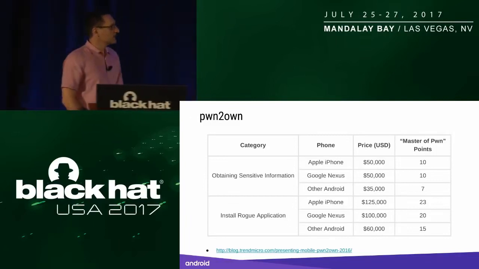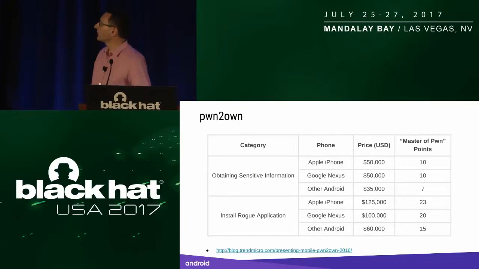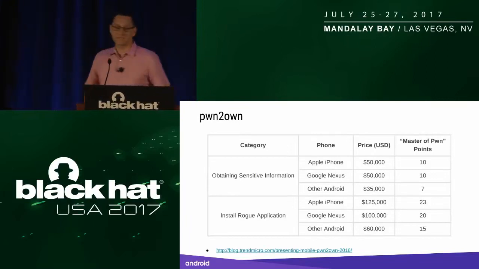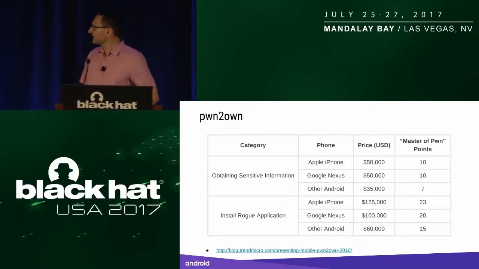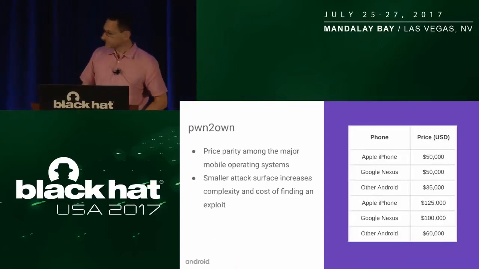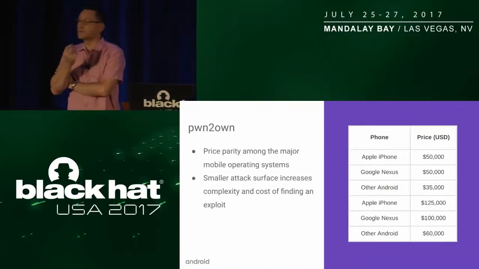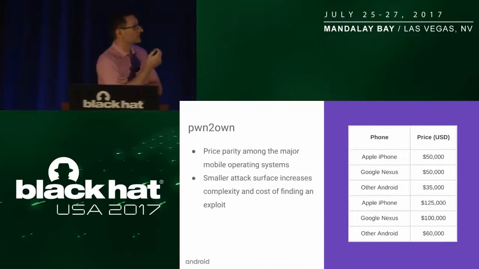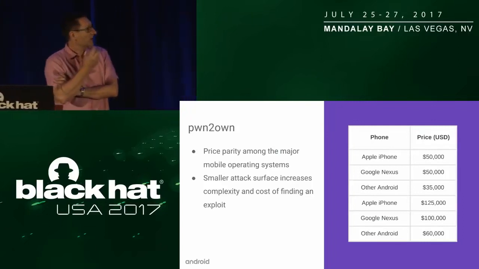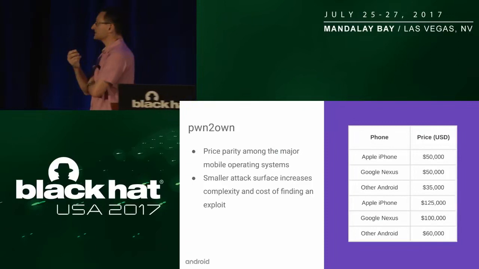So one of the things you're going to see is that the price parity for, let's say, Apple phones versus Pixel phones is about the same. And so this is some of the price lists. So what we see is parity among sort of the major operating system vendors. There's actually not that much of a difference between the iPhone and a Google Nexus / Pixel device.